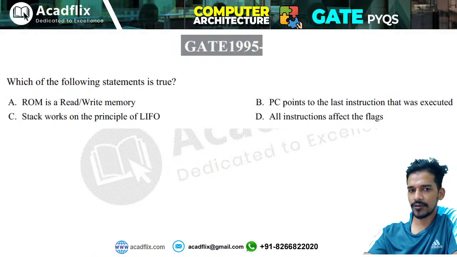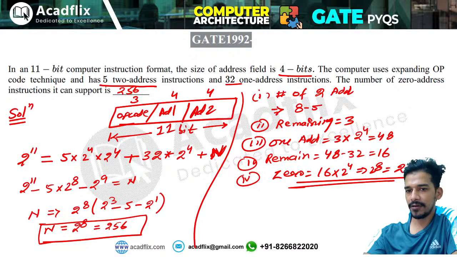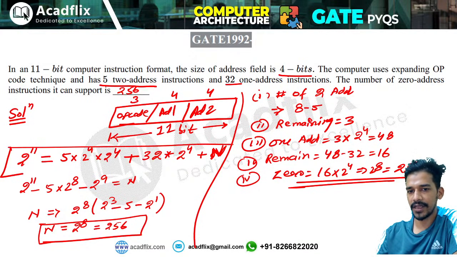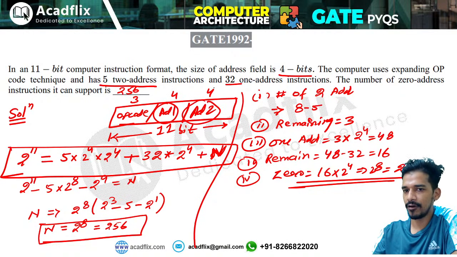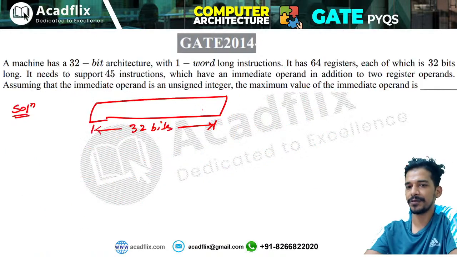Okay, so you can solve any questions of expanding opcode technique using this particular technique. This technique is useful when you have address fields of different sizes. Let us say we have this address 1 field of 4 bits, this address 2 field of 8 bits. Then in this case this technique will be useful. This technique can be applied for the equal size address field and the unequal size address field also.